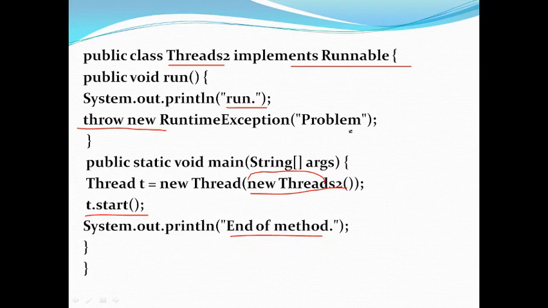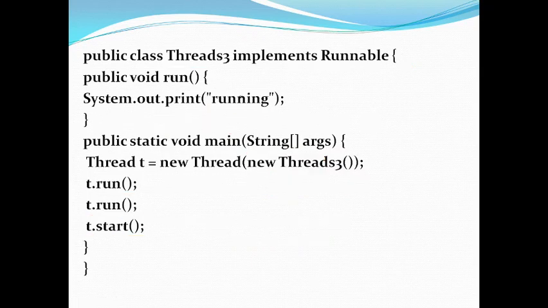So this is how the program outputs, or it may be like this also. First you are going to get "run", then "end of main method", then you will get the runtime exception output. This is how this program is going to be executed.